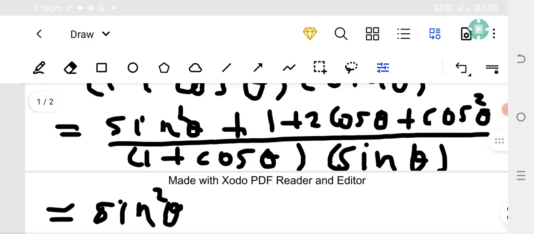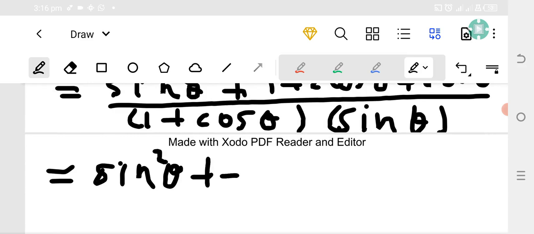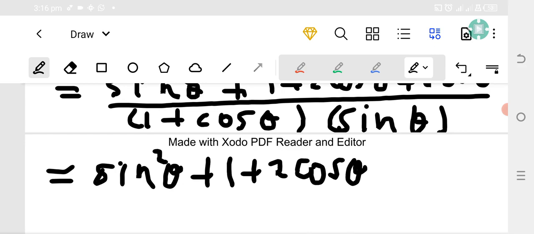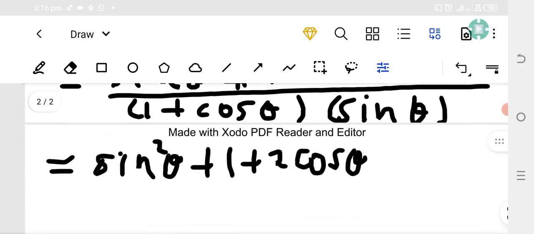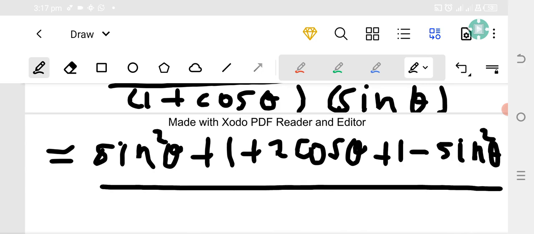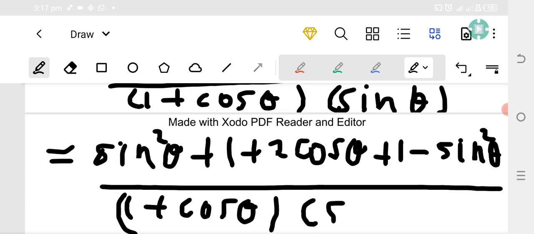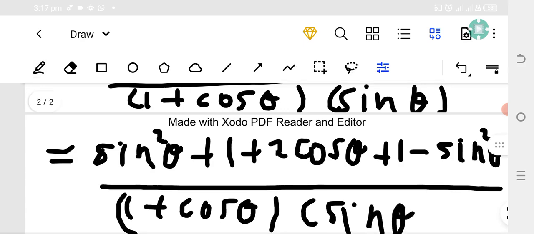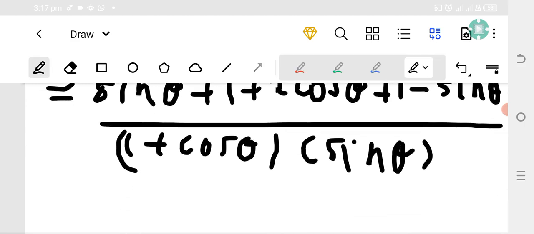Okay, like that. And then we're going to say plus 1 plus 2 cos theta, and then we add plus cos theta squared. Instead of writing cos theta squared, we're going to say plus 1 minus sine theta squared, like that. Then you divide everything by 1 plus cos theta, multiplied by sine theta. So 1 plus cos theta multiplied by sine theta. Then you close the bracket like that.